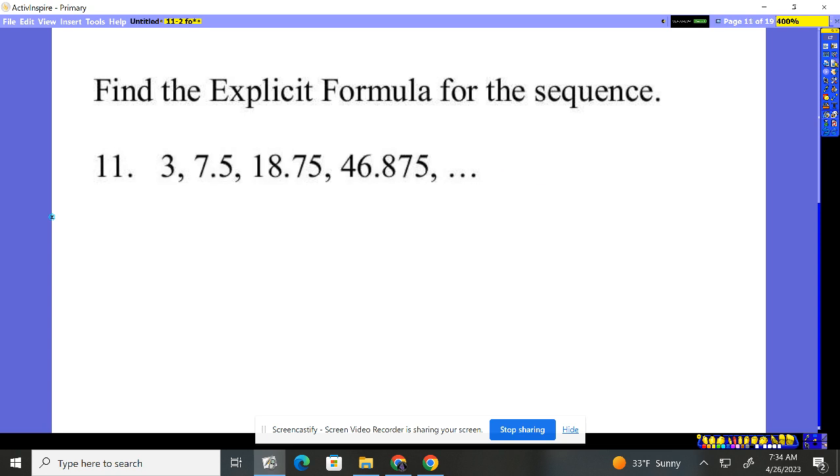Number 11, what are we multiplying by here? Well, this one looks sort of tricky, doesn't it? So if we do 7.5 divided by 3, what is that? Well, I don't know. Let's see. 7.5 divided by 3. Oh, 2.5. You're multiplying by 2.5 each time. So a sub n is your first term, 3, times what is the rate? It's going up by 2.5 each time, to the n minus 1, because if we go out 5 times, you're only going to multiply by 2.5 4 times to get to that 5th spot. So there's number 11.